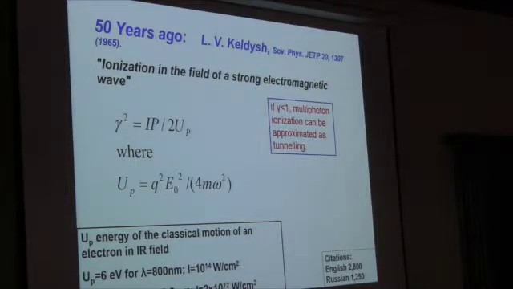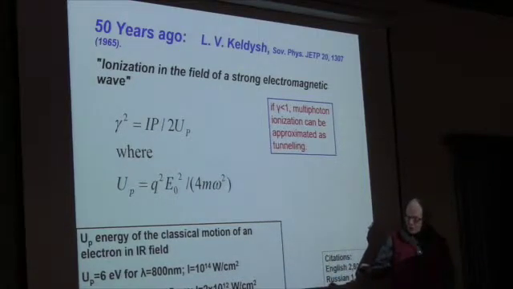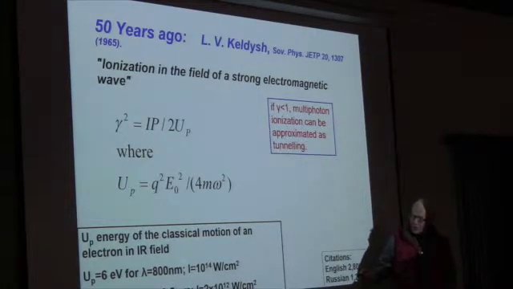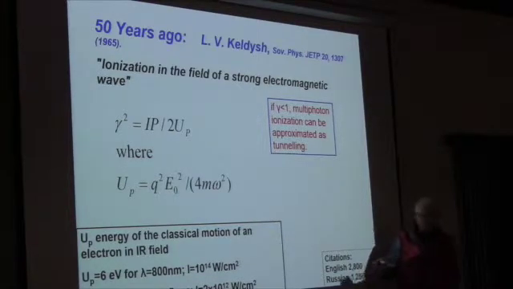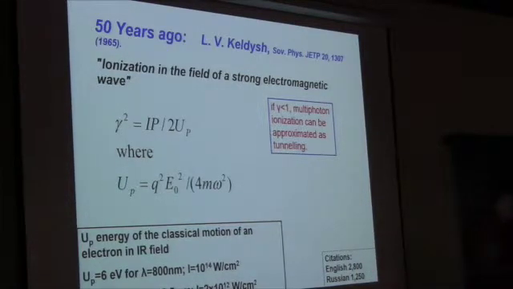So he said exactly the same mathematics applies. You can think about this almost as if the field were static, even though the laser field can be quite high frequency and still satisfy this condition. To give you some idea, Up is the classical motion of the electron. It's about 6 eV for 800 nanometer light and an intensity of 10 to the 14 watts per square centimeter. You can scale everything else from there because there's the formula.